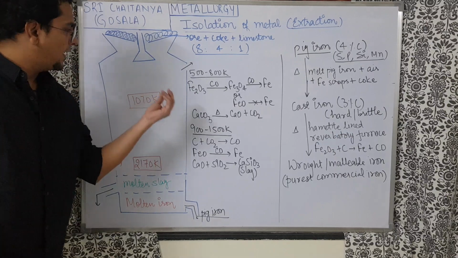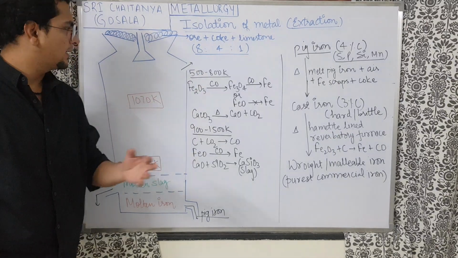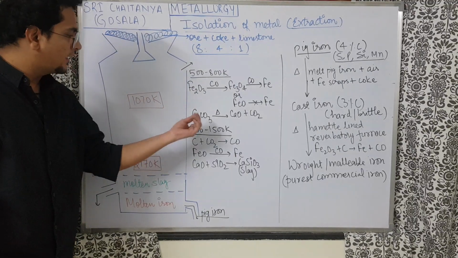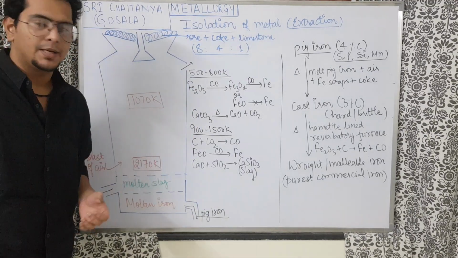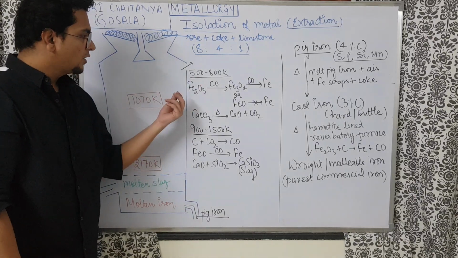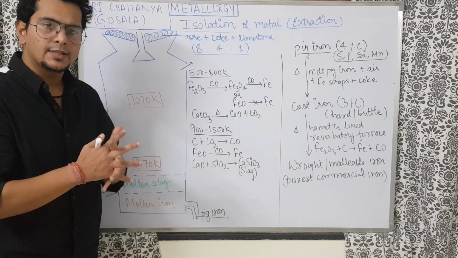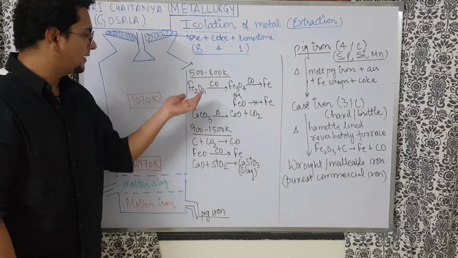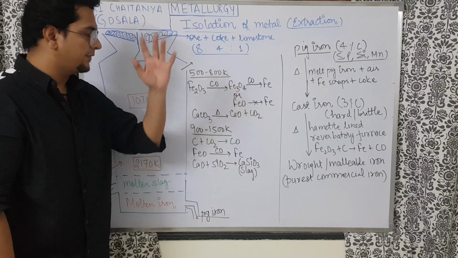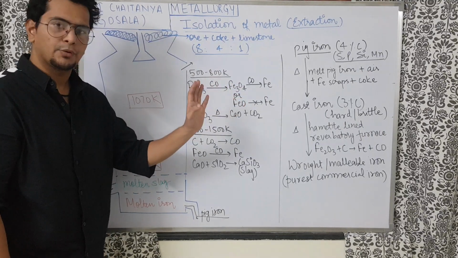So what happens? We have two temperature ranges. We have to remember them: 500 to 800 Kelvin, that is the low temperature range, and 900 to 1500 Kelvin, that is the high temperature range. So I've created a small shortcut for you to remember. Instead of remembering different reactions given in the NCERT, just keep in mind that Fe2O3 gets reduced to Fe3O4 or FeO. Both the reactions are possible.